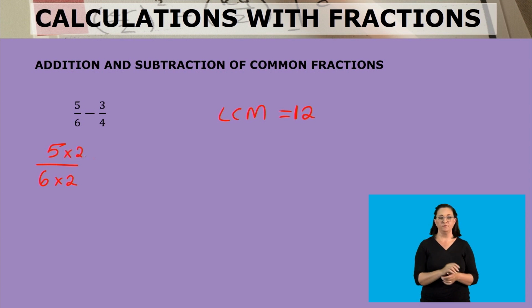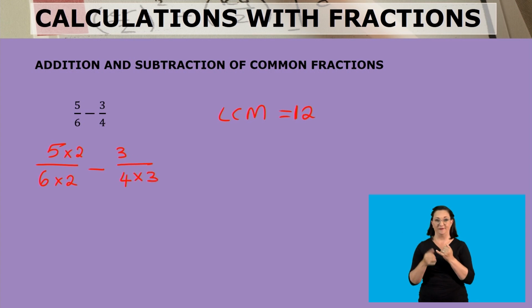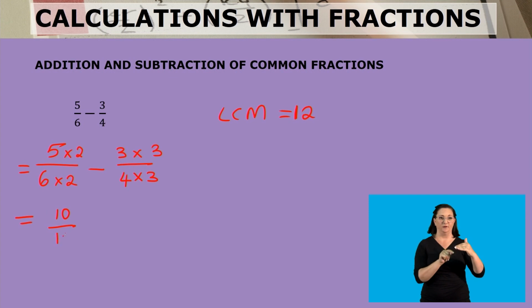And I'm going to do the same thing for the numerator. Then we need to take our 4 to that 12, and that is me multiplying by 3. And when I multiply the numerator also by 3, what do I have? I now have 10 divided by 12, and we are subtracting 9 divided by 12.